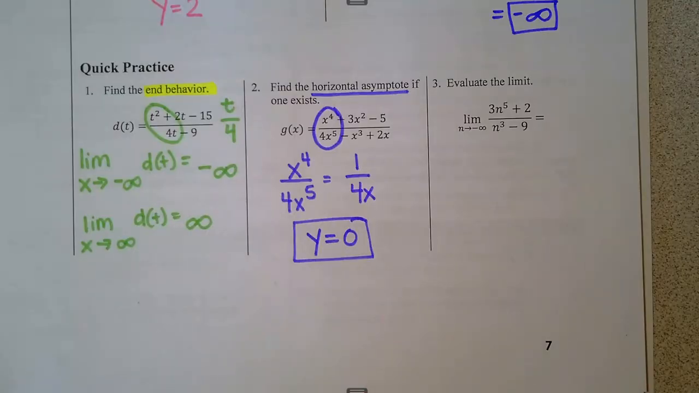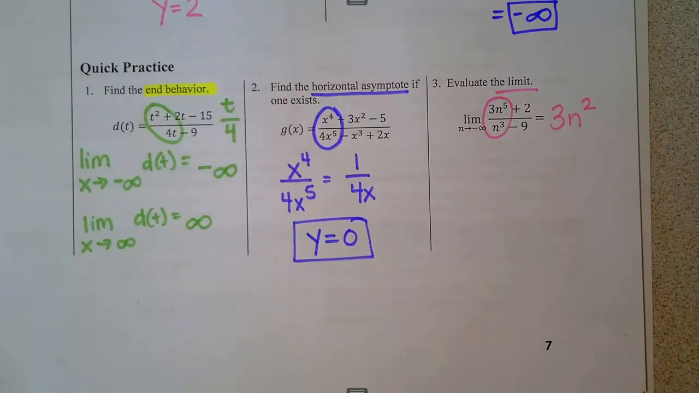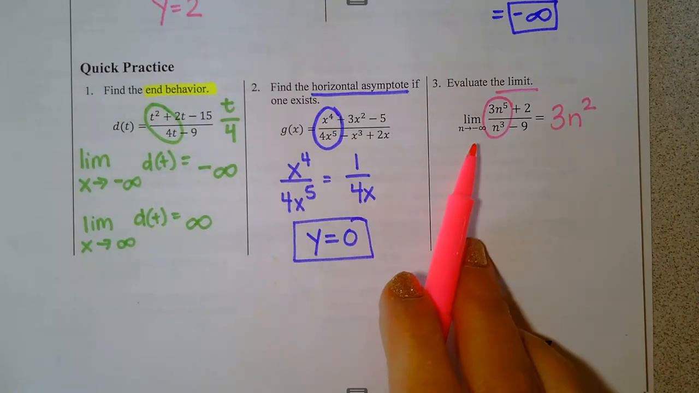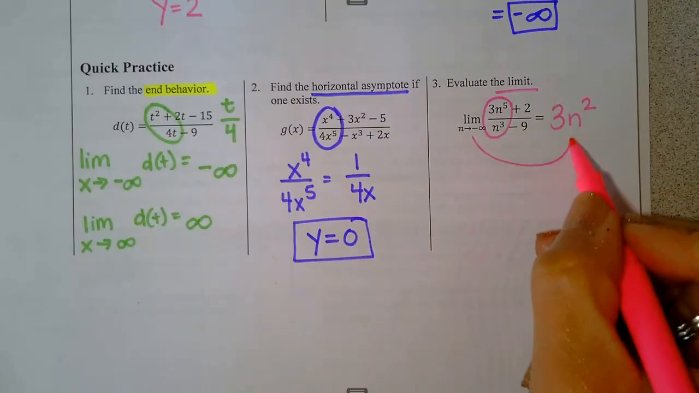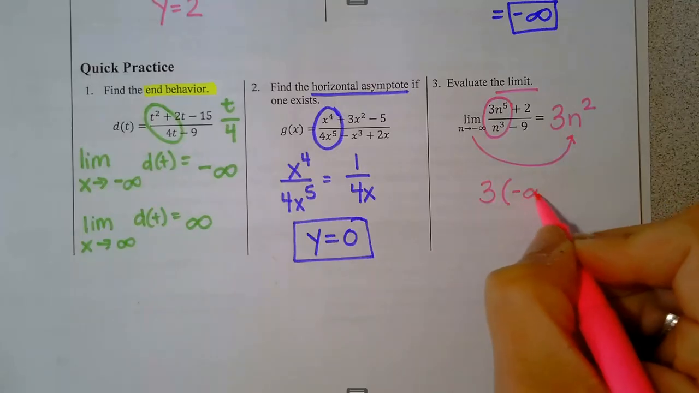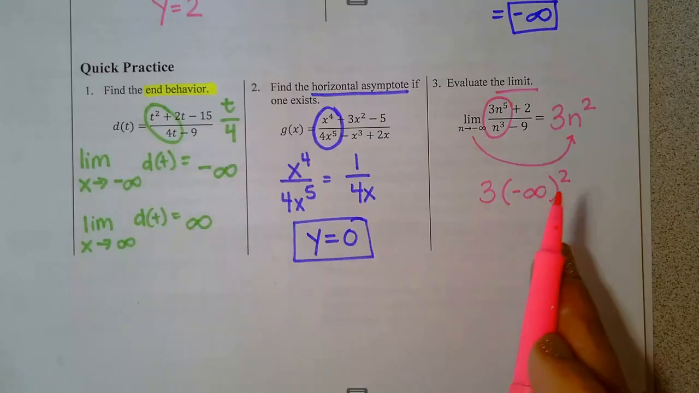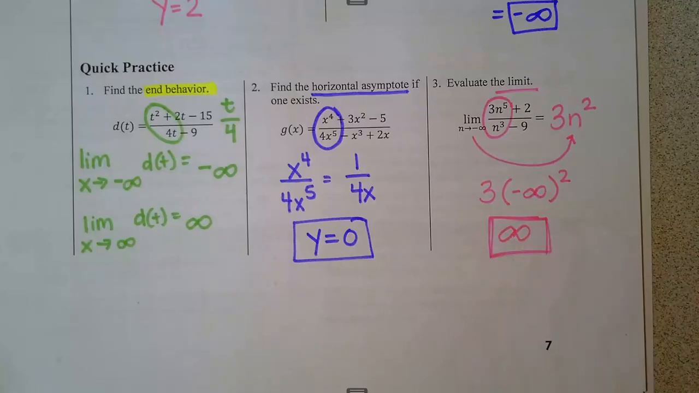Okay, this one's a bit of a trick. What do you guys think? It's 3n squared, but it wants the limit. What limit is it asking for? It's asking for negative infinity. So if I put negative infinity in there, that would be 3 times negative infinity squared. Negative infinity times negative infinity is positive infinity, times 3 would be positive infinity. That is the limit.